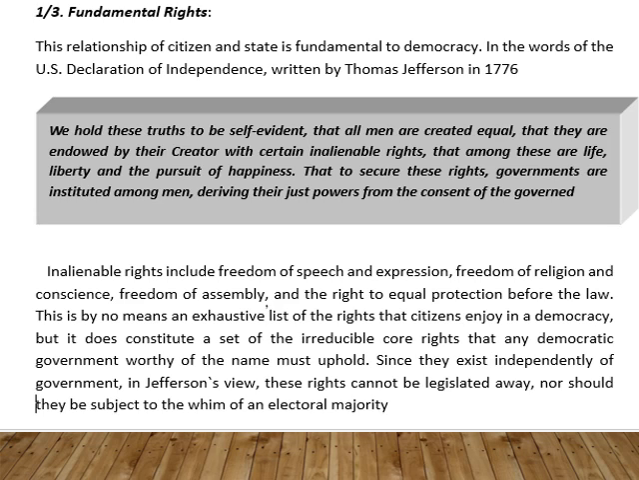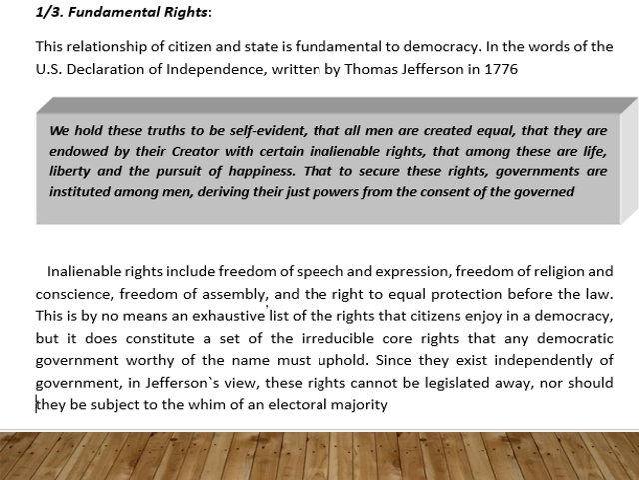He said: we hold these truths to be self-evident, that all men are created equal, that they are endowed by their Creator with certain unalienable rights, that among these are life, liberty, and the pursuit of happiness. That to secure these rights, governments are instituted among men, deriving their just powers from the consent of the governed.